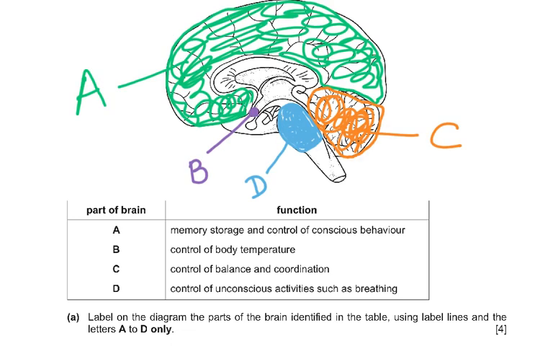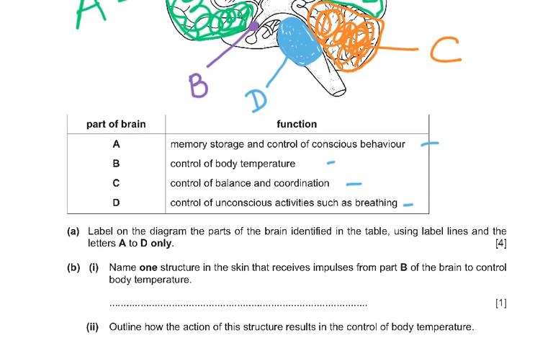Memory, storage, and control of conscious behavior, that's the cerebrum. Control of body temperature, hypothalamus. Balance and coordination is the cerebellum. And control of breathing and all is the medulla oblongata. Now this was 4 marks and the labeling got you your 4 marks.